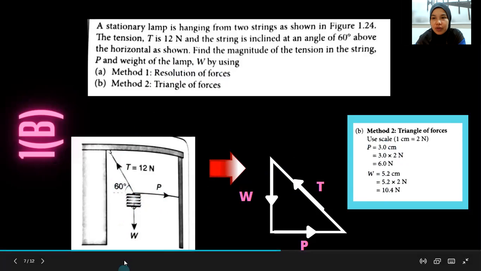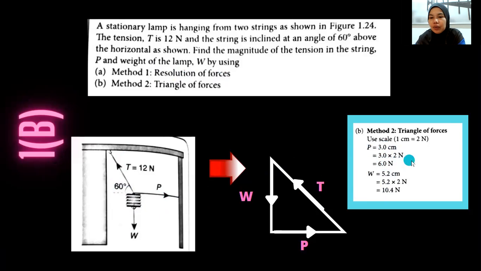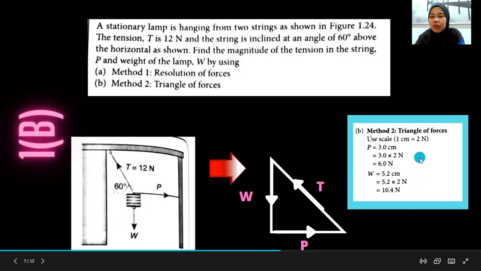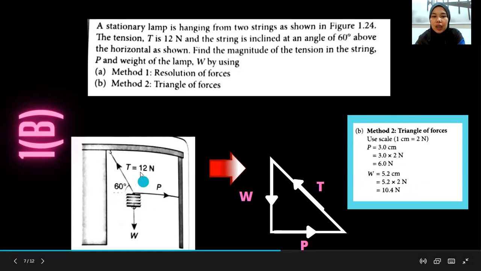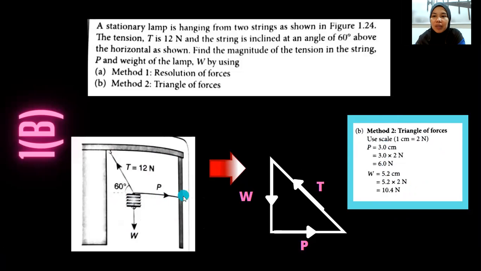Okay, you need to resolve the force. You need to find the value. 3.0 times 2 Newton, you will find it 6 Newton, and W is equal to 5.2 centimeter times 2. You will get 10.4 Newton. You need to use the real value from your diagram. Or for this question also, you can straight away measure from the diagram. Then you can use your scale to find the actual value. Okay. I hope you understand.